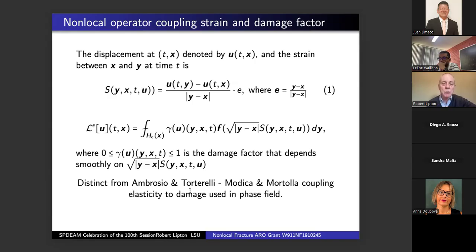For those people who may be familiar with the phase field model of fracture, that coupling is done through a different means. It's done through what is called an Ambrosio-Tortorelli coupling, which is really a Modica-Mortola coupling, for those of you who work on free boundaries and phase changes. But it's different than that. Here we basically couple by multiplication and then integrating.